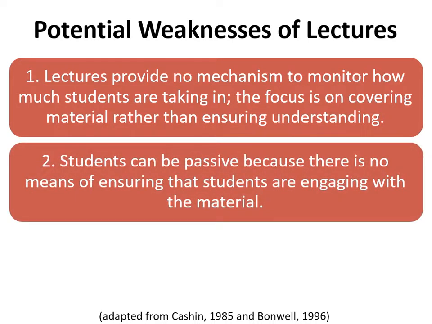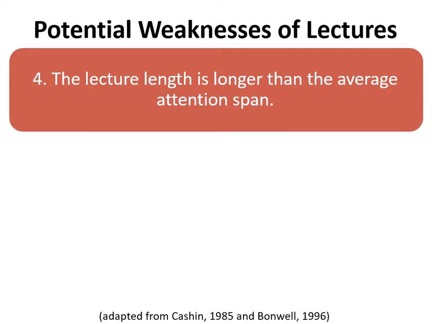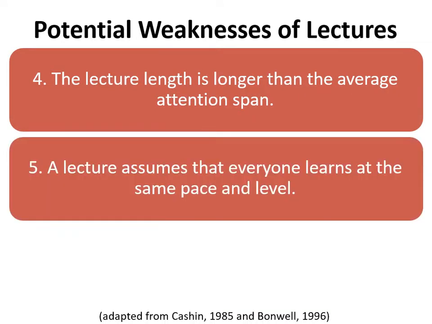Also, students can be passive during a lecture because there's no mechanism of ensuring that students are engaging with the material. There's actually been lots of work looking at what the students are thinking about during lectures, and I think you'd find the results surprising. Thirdly, if students are passive, then information is more likely to be forgotten quickly. Often the lecture length is longer than the average attention span. The lecture format also assumes that everyone learns at the same pace and level.